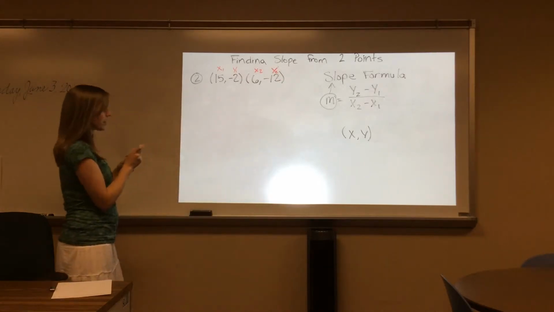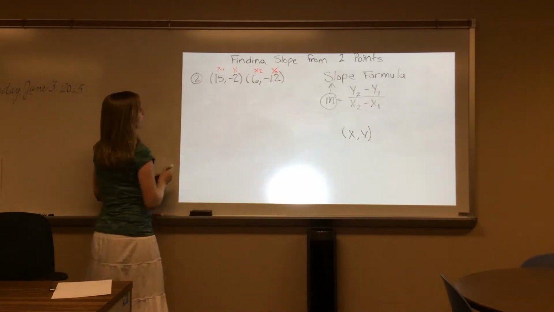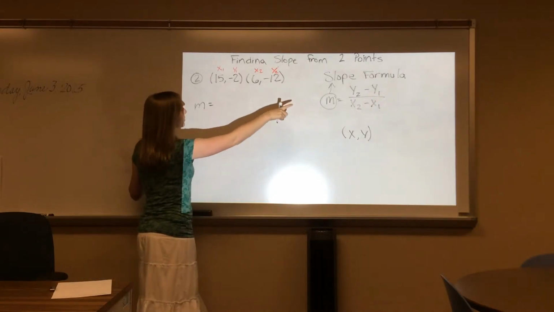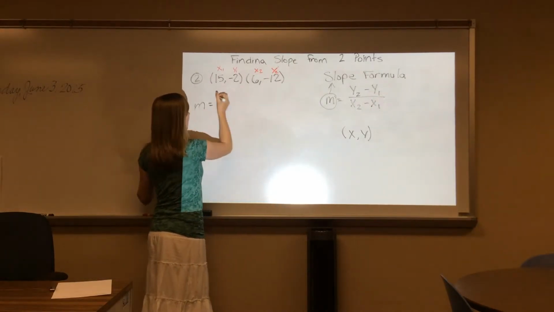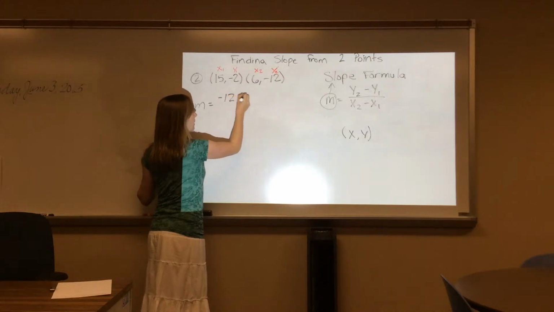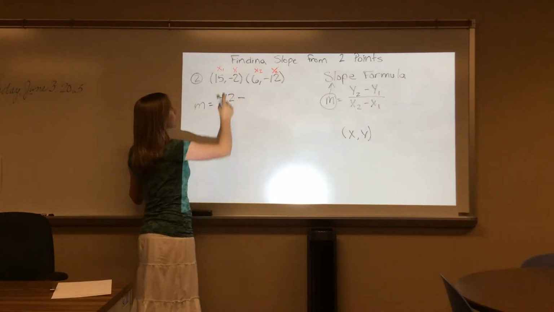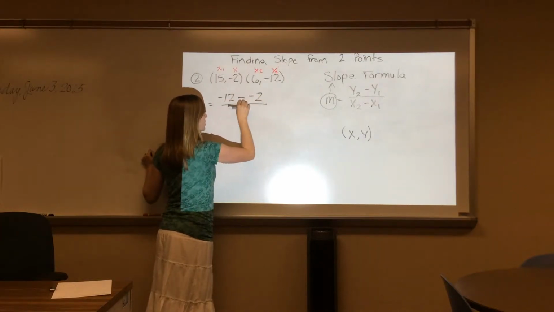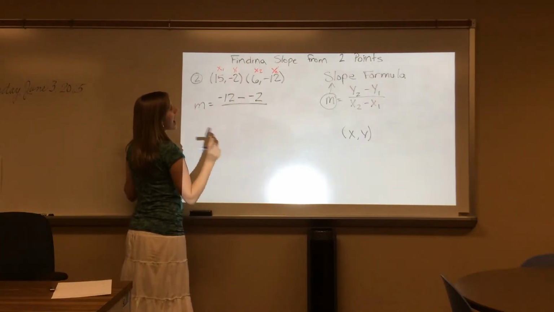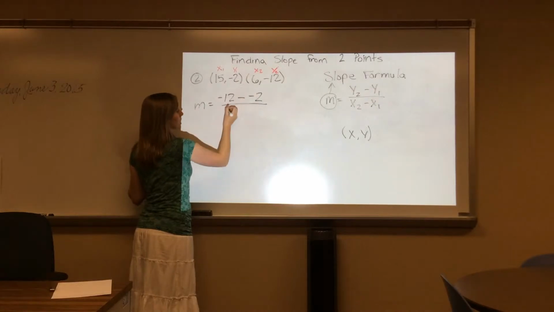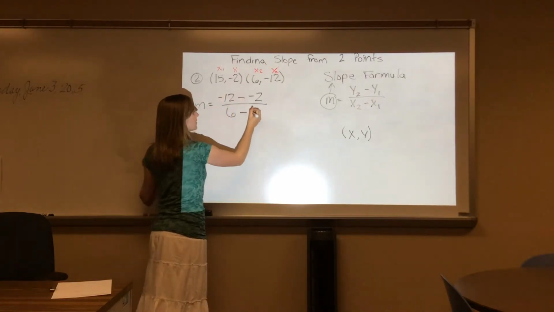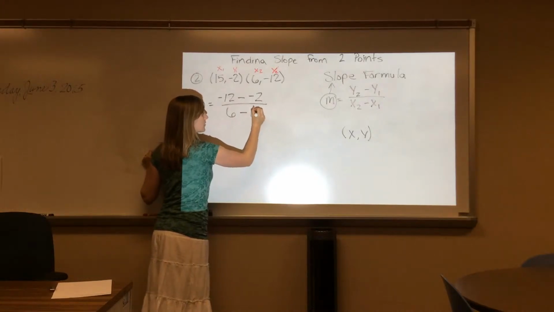Now I can plug it into my formula. So I get M equals Y2, which is right here, negative 12, so I put negative 12 minus, always a subtraction sign. Y1 is negative 2, so I put negative 2. I need the subtraction and the negative. X2 at the bottom is a positive 6 minus X1 is positive 15, so 6 minus 15 at the bottom.